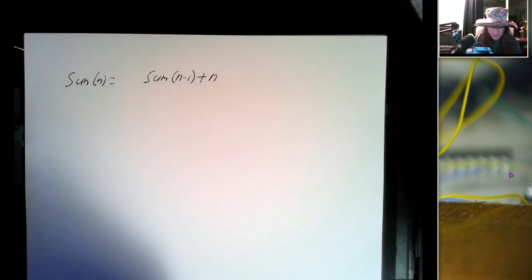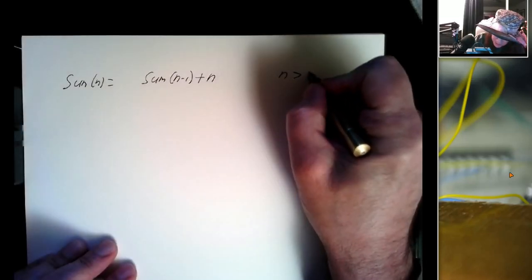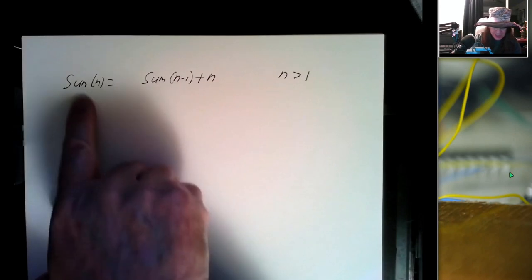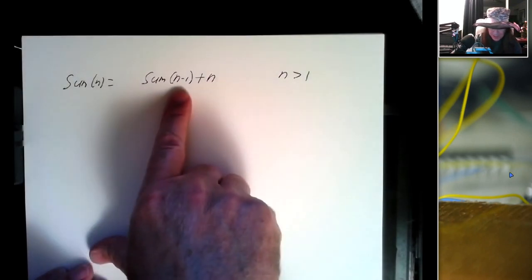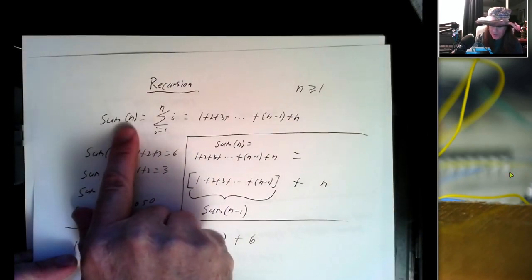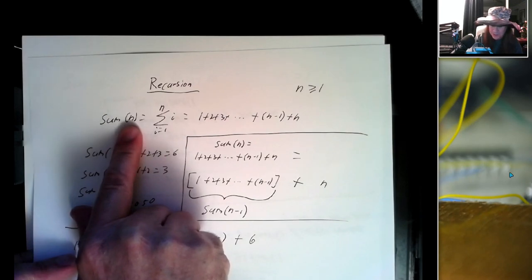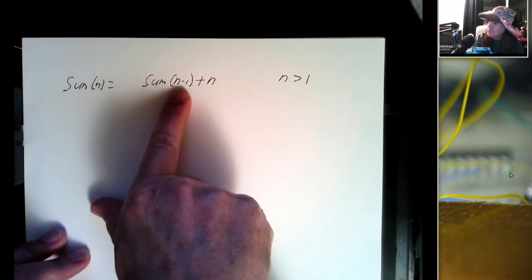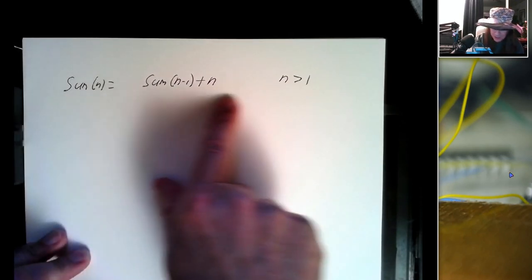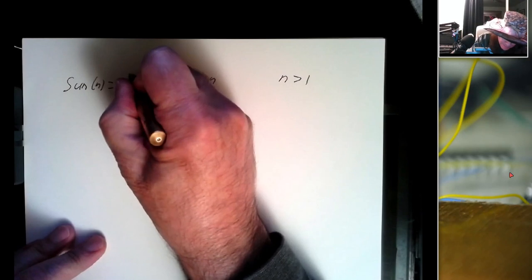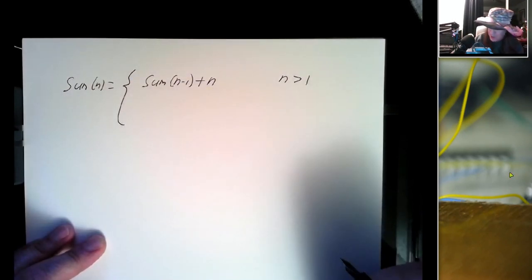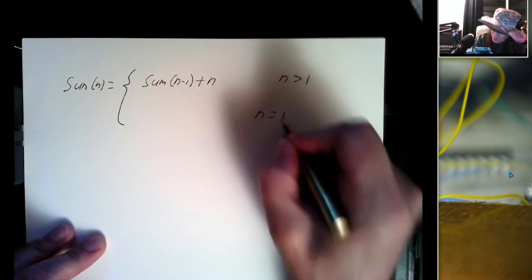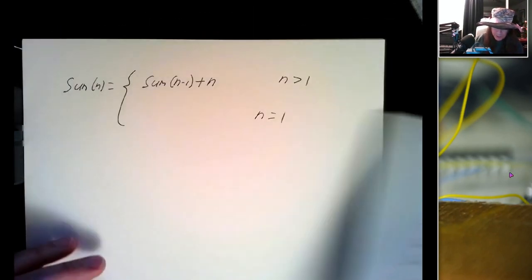Now, this formula works great as long as n is bigger than 1. But if I try to use this to find sum of 1, this formula says it's sum of 0 plus 1. And my sum function, I can't tell this function to give me the sum of 0. Sum of the first 0 integers doesn't really make sense. I've said this sum function needs n to be at least 1. So we can't let this n minus 1 hit 0. So this formula only works if n is bigger than 1. But if n is equal to 1, we already know what sum is. We know that sum of 1 is just equal to 1.